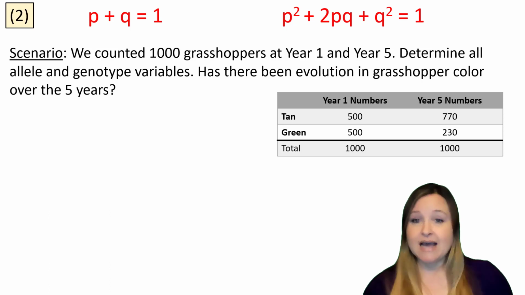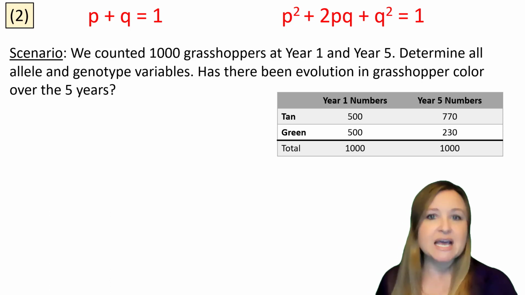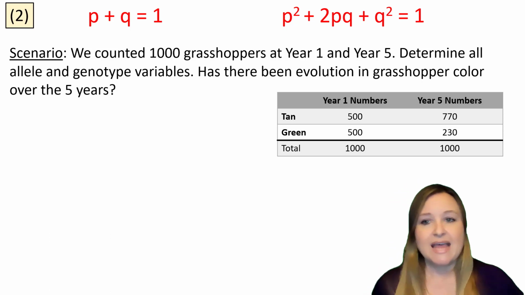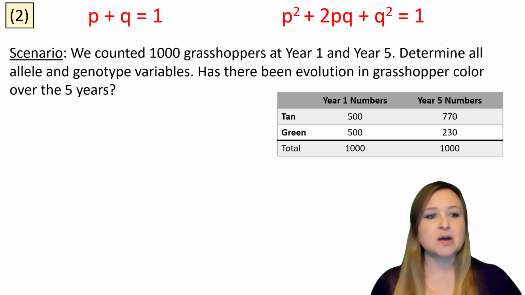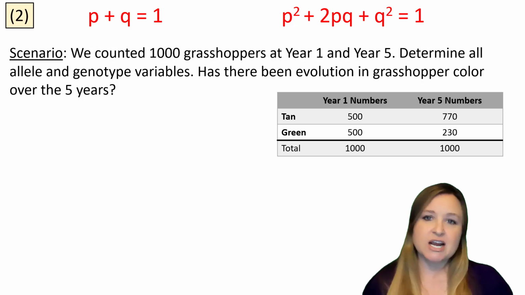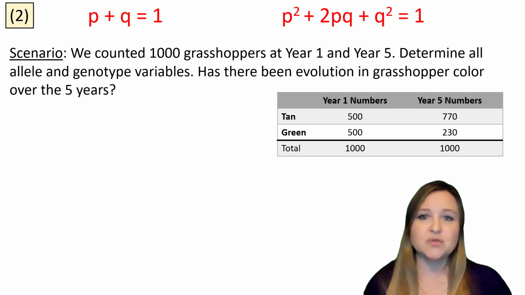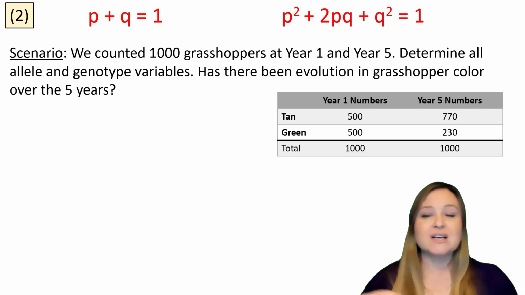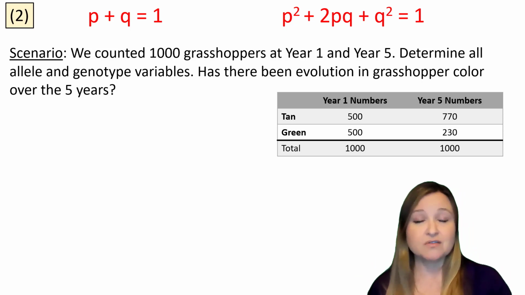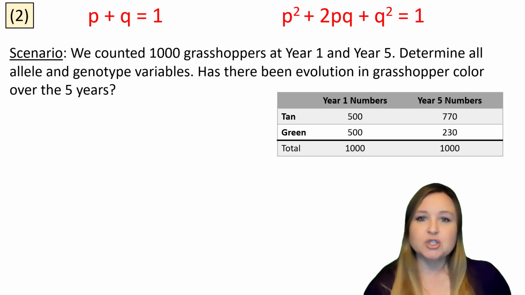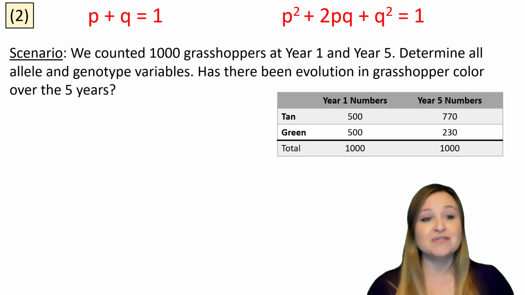So at year 1, we counted 1,000 grasshoppers. Year 5, we counted 1,000 grasshoppers, and we looked at how many were tan or how many were green. Now, the question is, has there been evolution in grasshopper color over the 5 years? Looking at these numbers, well, there's certainly been a change. But our challenge is to use the Hardy-Weinberg principle to find the frequencies of the different alleles, p and q. Because if those allele frequencies change from year 1 to year 5, then yes, there has been evolution in grasshopper color. So let's walk through and see how we would determine all of the allele and genotype variable frequencies.